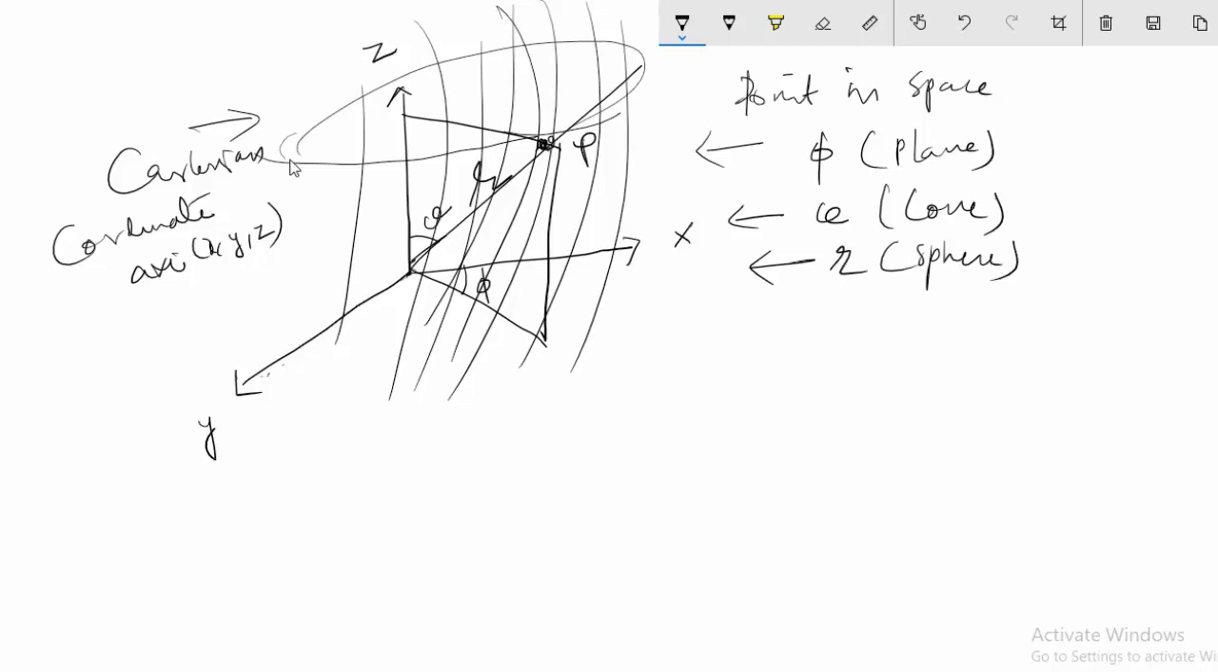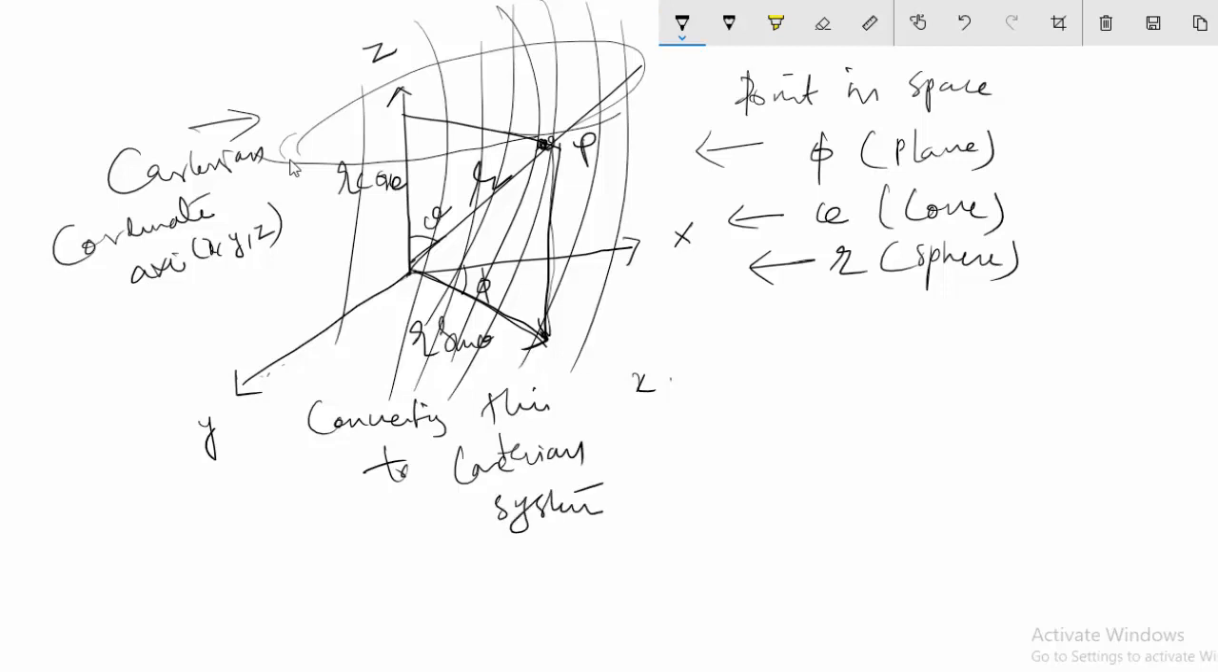So again, writing some equations for this. It's possible to project this whole thing down here, and when you project it down here, what you will get is something like r sine theta, and something you'll get here on this side will be r cos theta. And based on that, you can write the equation of converting this to Cartesian system. So easily convert this to Cartesian system.